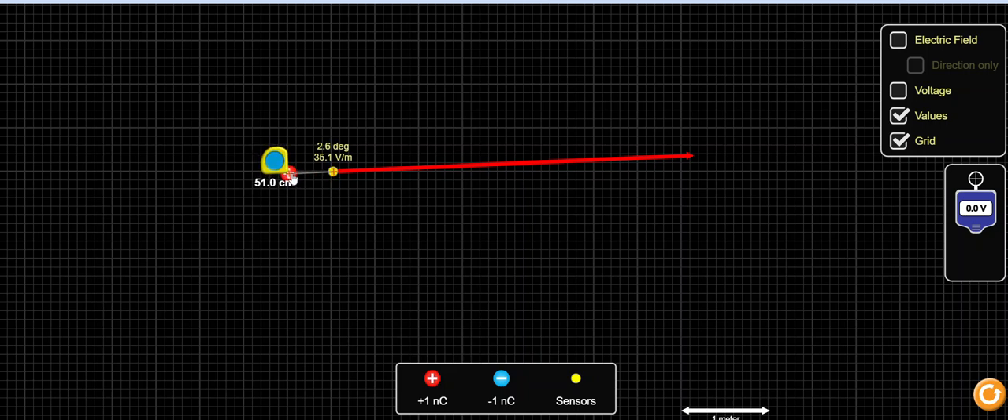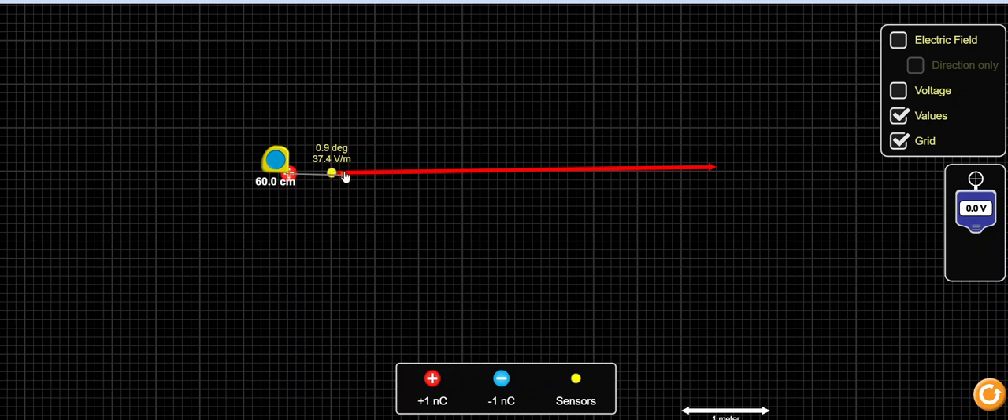Oops, my bad. And I'm going to take my sensor, and I'm going to make sure that my sensor is as close to 0 degrees as I can get it. So it's just right beside it to the right. And so my first point will be a distance of 0.487 meters and 37.4 volts per meter for my electric field.